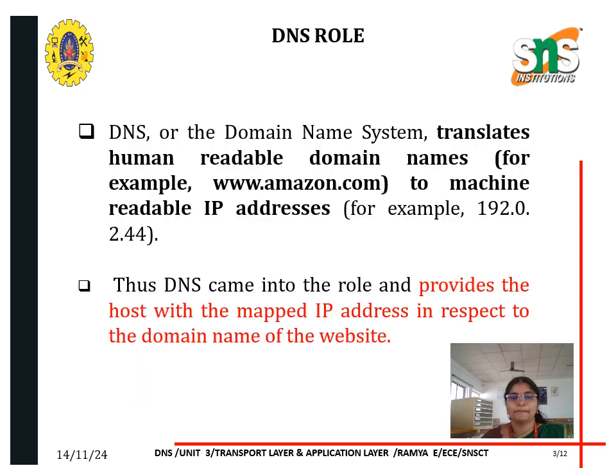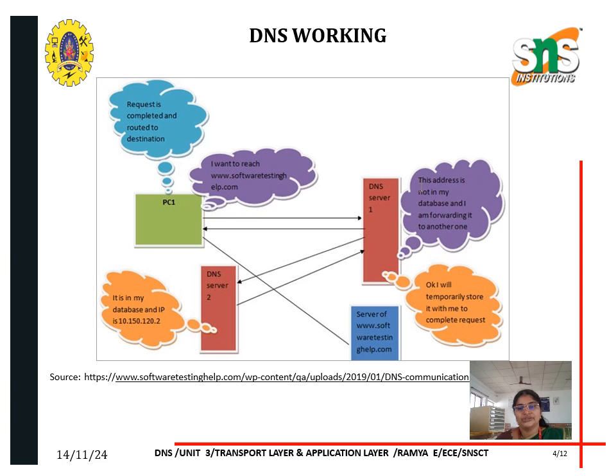So DNS, the domain name system, translates a human readable domain name, for example www.amazon.com, to a machine readable IP address. Thus DNS came into the role and provides the host with the mapped IP address with respect to the domain name of the website. So in this slide we can clearly explain how DNS is working.